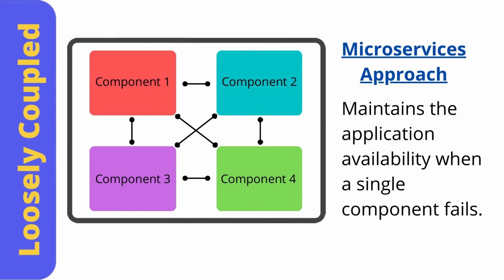A more reliable architecture is loosely coupled. This type of architecture is called a microservices approach, which helps to maintain the application availability when a single component fails. If a single component fails, the other components continue to work because they are communicating with each other. The loose coupling of components prevents the entire application from failing.